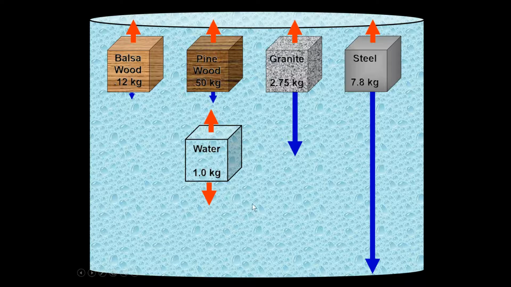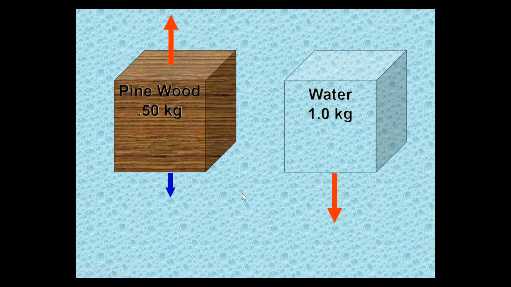So the buoyant force is equal to the weight of the fluid displaced. This displaces a kilogram of water, which weighs 9.8 newtons. So the buoyant force on all of these is 9.8 newtons. Here, the buoyant force was greater than what it weighed, so there was a net force up. And for these two, the buoyant force was less than what it weighed, so there was a net force down. This chunk of water in water would be neutrally buoyant.